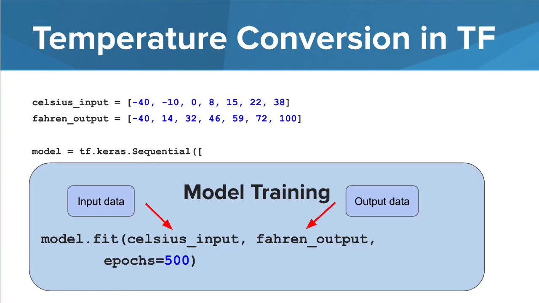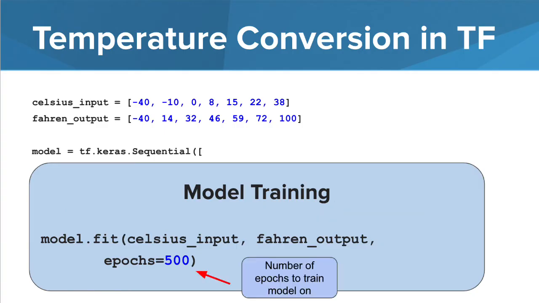Finally, the model fit command is where the computer fits the training data to the model. Essentially, this is where the model is created, and this is the step that takes the longest. Notice that the input and output data are listed first, followed by the number of epochs to run. Remember, an epoch is one complete run through of the data. So this model will run completely through the data 500 times and make adjustments to the weights and biases as it goes.